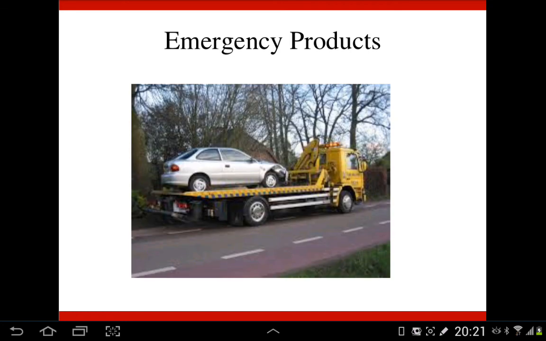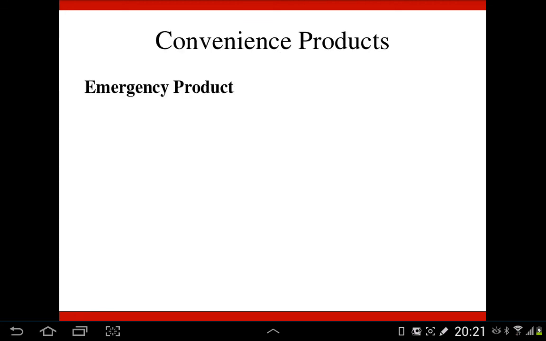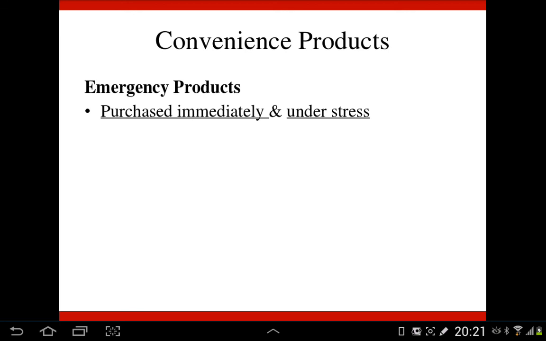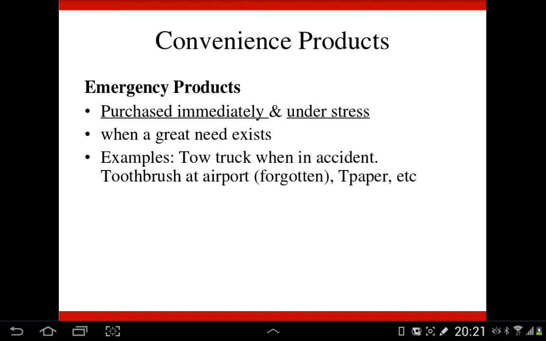Okay, and then the last convenience product is an emergency product. Here's an example. When you get into a car accident, you need a tow truck to come and pick you up. It's usually an emergency situation. They are usually purchased immediately and under stress. People in a crisis want to get someone who can help them immediately. And usually it means they are willing to pay anything for it. Not anything, but the price is not really an option. They're not price sensitive in that moment.